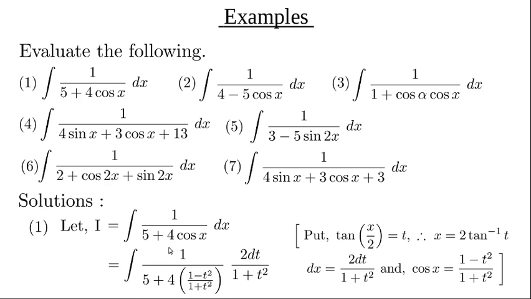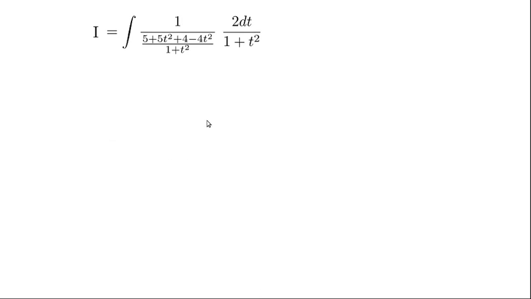So the problem gets reduced to integration of 1 upon 5 plus 4 times 1 minus t square upon 1 plus t square, and dx is replaced by 2 dt upon 1 plus t square. And now here we will take the LCM. So it becomes 1 upon 5 plus 5t square plus 4 minus 4t square upon 1 plus t square, and these two 1 plus t square get cancelled and this 2 comes out. So we get 2 into integration of 1 upon t square plus 9 dt, and 9 is written as 3 square.